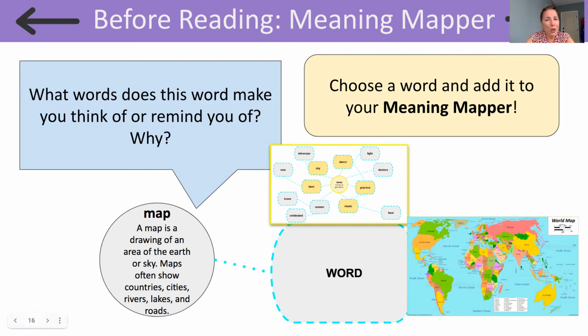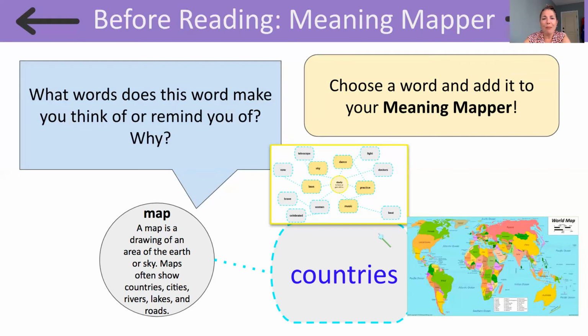So readers, when you hear or see our focus word map, what comes to mind? What does that make you think of? Take out your meaning mapper now, whether it be a virtual meaning mapper or on a piece of paper, and pause the video to jot that down now. So when I thought of the word map, I thought of the word countries, because often we can see where different countries are on a map like this, which is a world map of the earth.